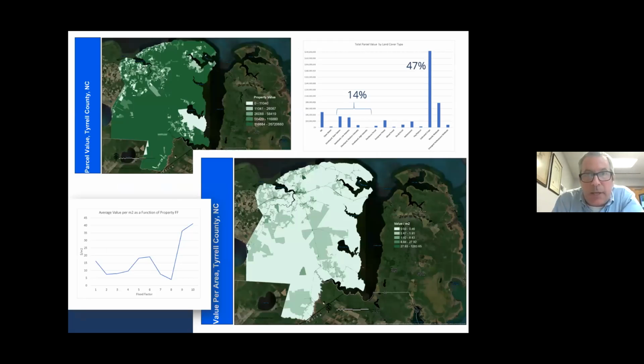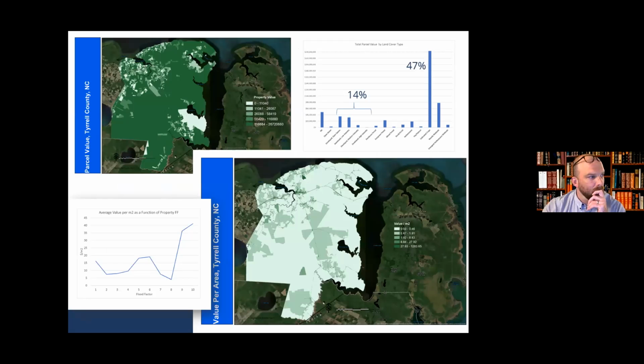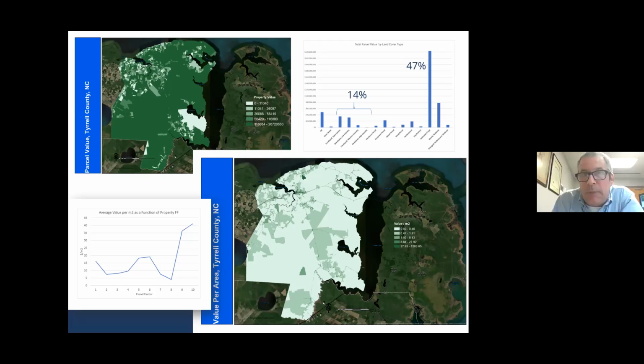So the next thing I did was look at property values. And the top one is the parcel value for all these parcels in Terrell County. 47% of the total parcel value is in that cultivated crops category. Only 14% is what's considered developed. If you take this in terms of a value per area, you get the map that's shown down below. And I think this is probably more related to the flood factor.